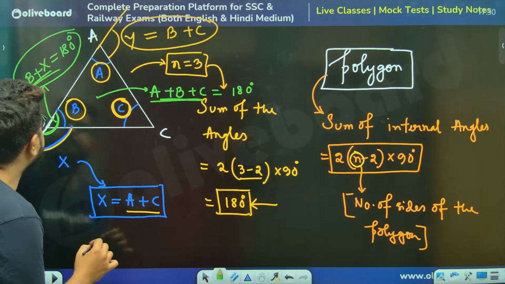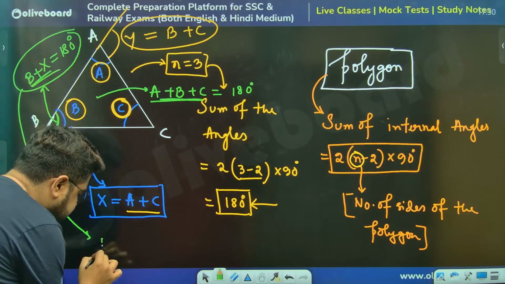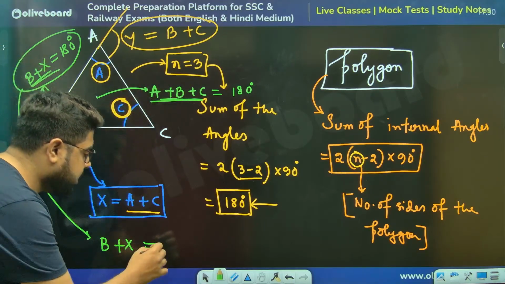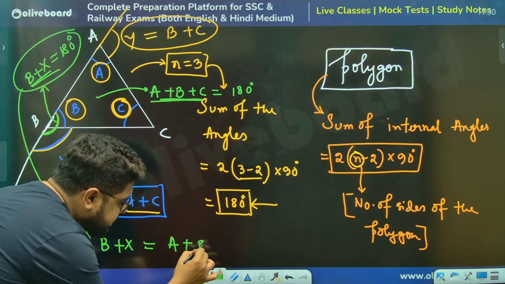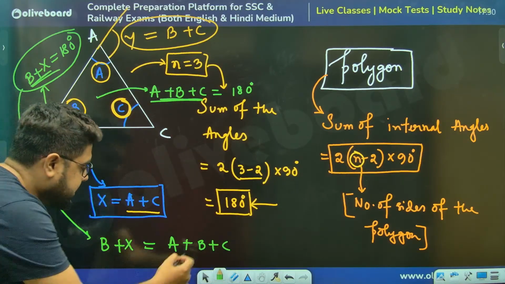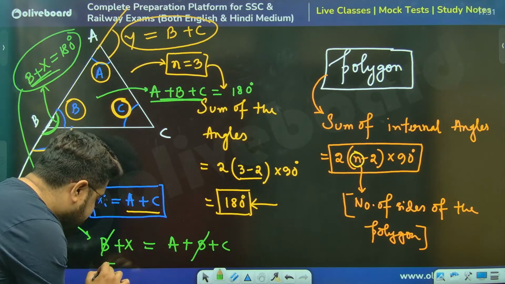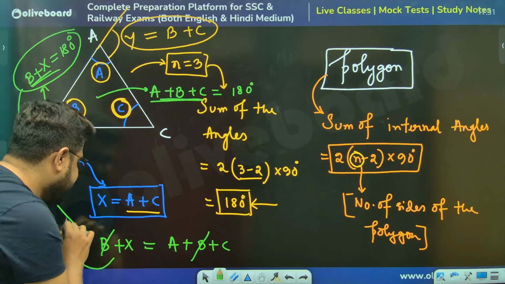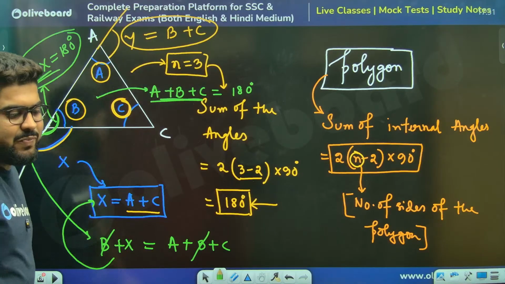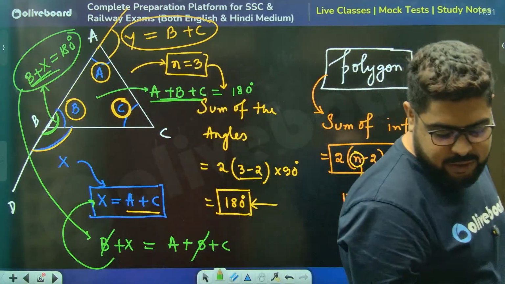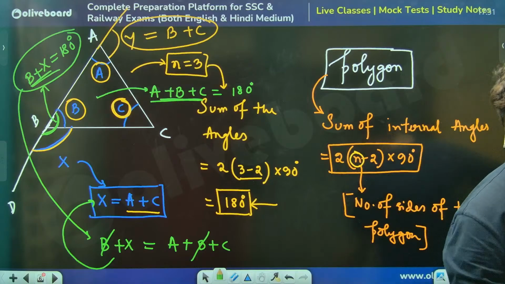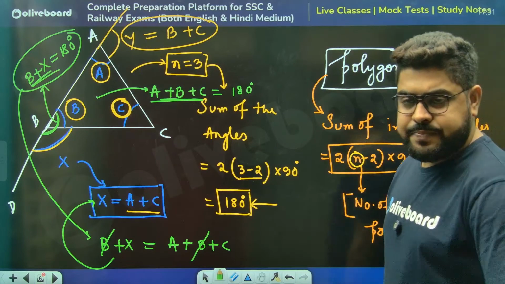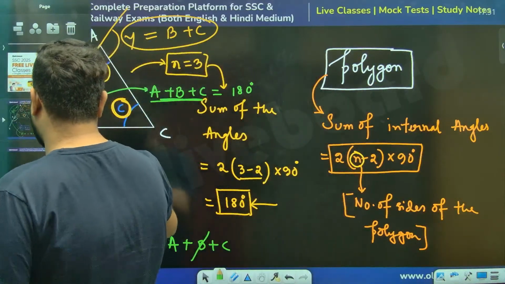So if I write this, B plus X should be equal to the other 180, that is A plus B plus C. B cancels and you see what you get. The next line is this one: X is equal to A plus C. This is one of the basic rules. Now let's solve a couple of questions using this.